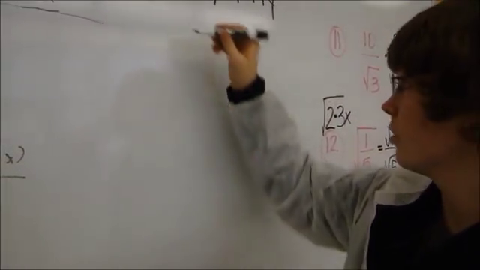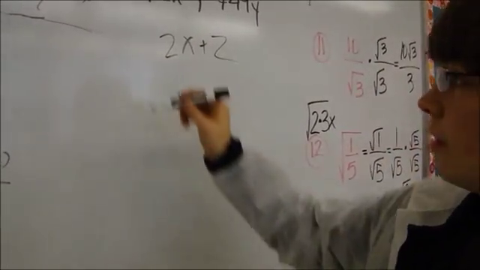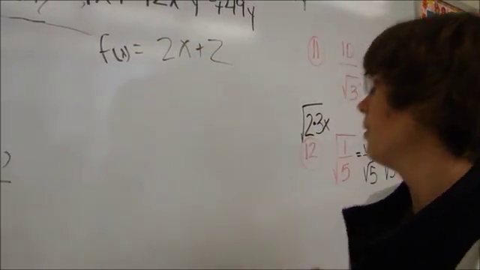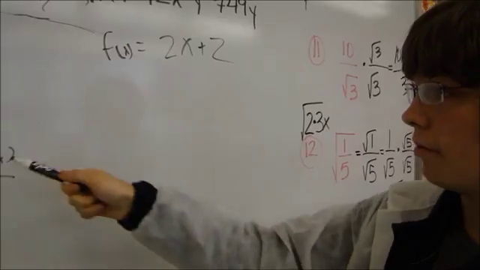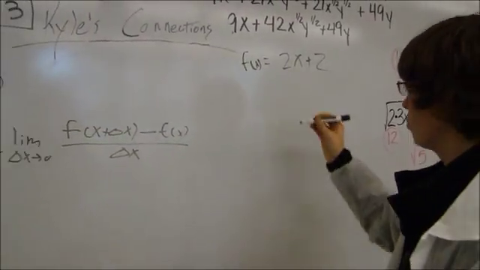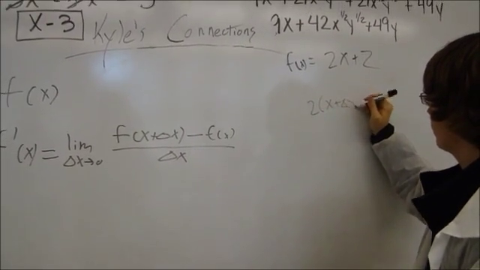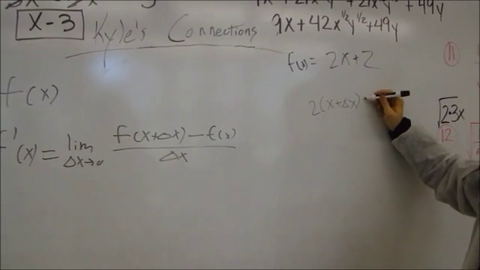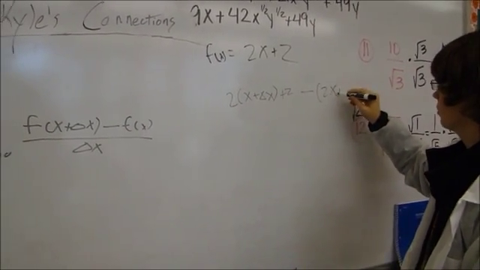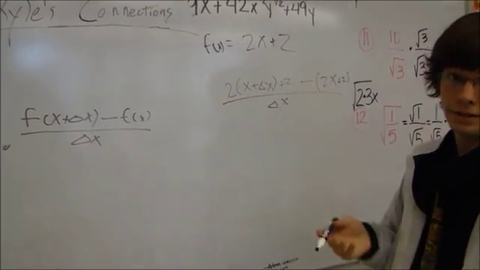So for your equation, where f of x equals 2x plus 2, sorry, my bad. You would just substitute this into the f of x here, and then substitute the x plus delta x into the x when you substitute it here. So you would get 2 times (x plus delta x) plus 2 minus (2x plus 2) over delta x.